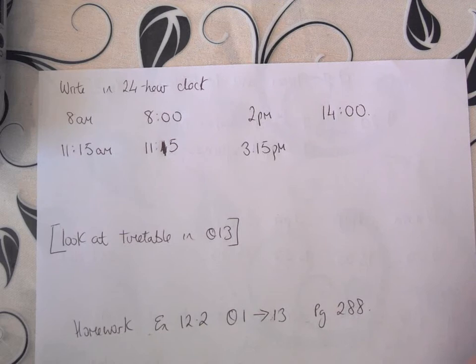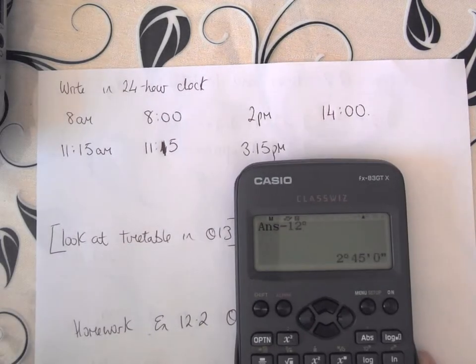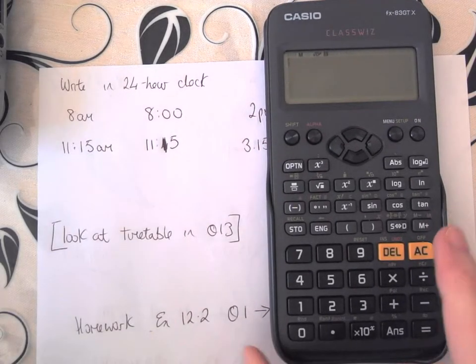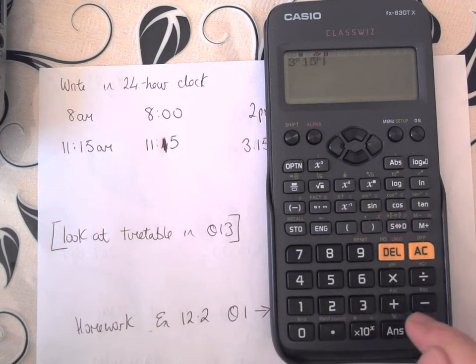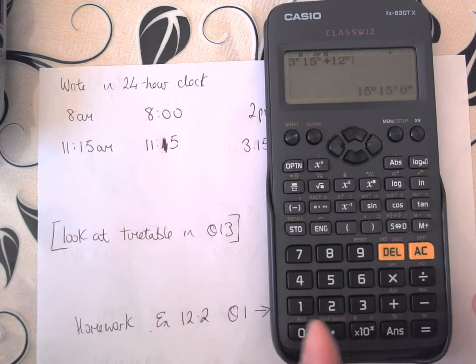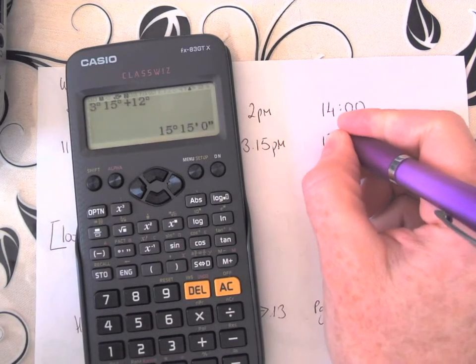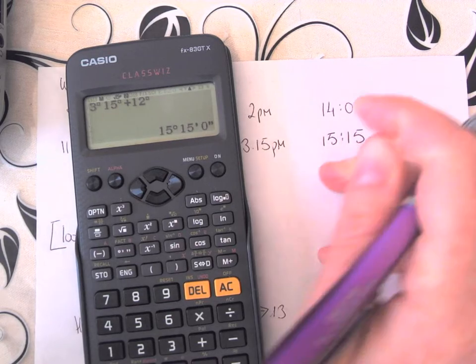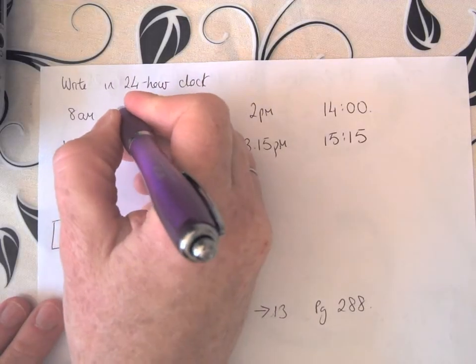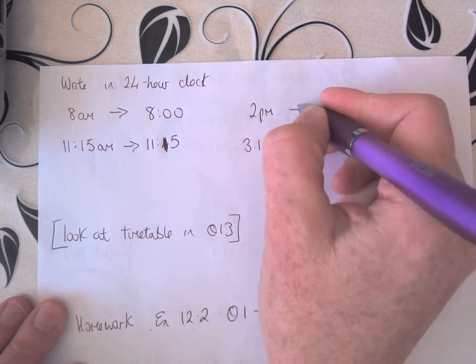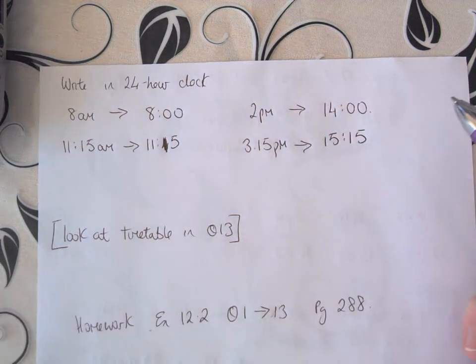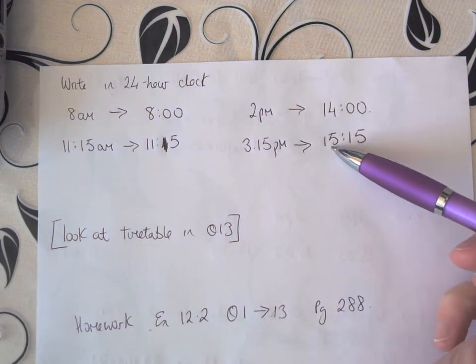Okay, and then 3:15. So again, if you want to use your calculator, 3 hours 15 minutes plus 12 hours gives you 15:15. Okay, so the idea with the 24-hour clock is that you don't have an AM or PM. You just have a number, and you should know if it's bigger than 12, then it's the PM.